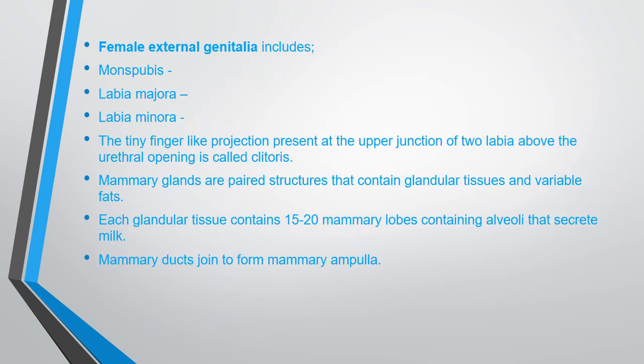The female external genitalia includes mons pubis, labia majora, labia minora. A tiny finger-like projection present at the upper junction of two labia above the urethral opening is called clitoris. The mammary glands are paired structures that contain glandular tissues and variable fats. Each glandular tissue contains 15 to 20 mammary lobes containing alveoli that secrete the milk. Mammary ducts join to form mammary ampulla.